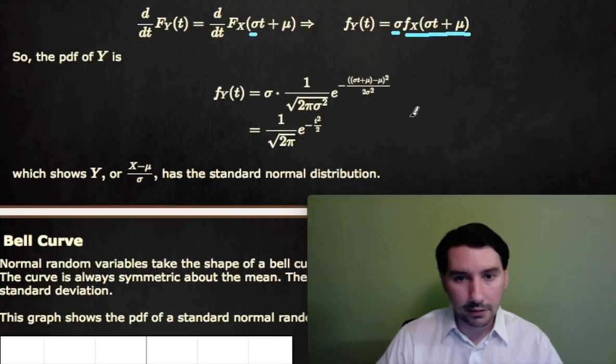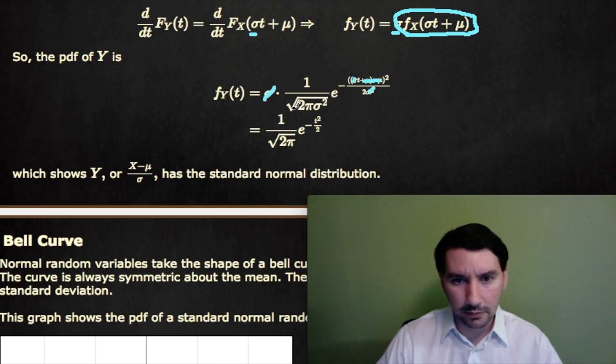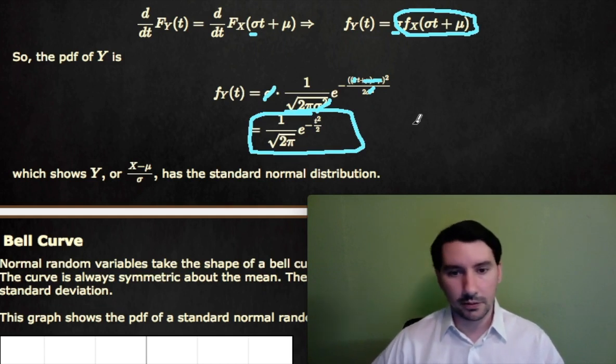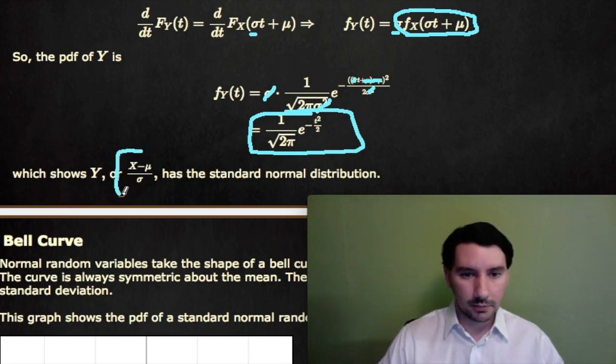And if we plug in the PDF of x, since x is normal with mean mu and variance sigma squared, we get sigma times 1 over the square root of 2 pi sigma squared, e to the minus (sigma t plus mu minus mu) squared over 2 sigma squared. Then the mu's cancel on the top, this sigma squared cancels with this sigma squared, and this sigma cancels with the square root of sigma squared. So we get 1 over the square root of 2 pi, e to the minus t squared over 2, which is the PDF for a normal distribution with mean 0 and variance 1. So (x minus mu) over sigma does have a standard normal distribution.